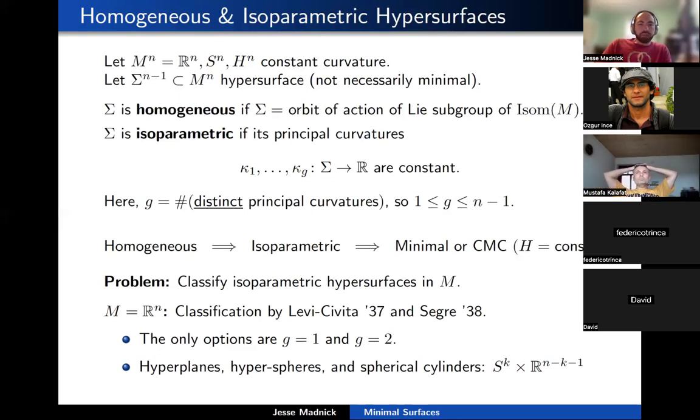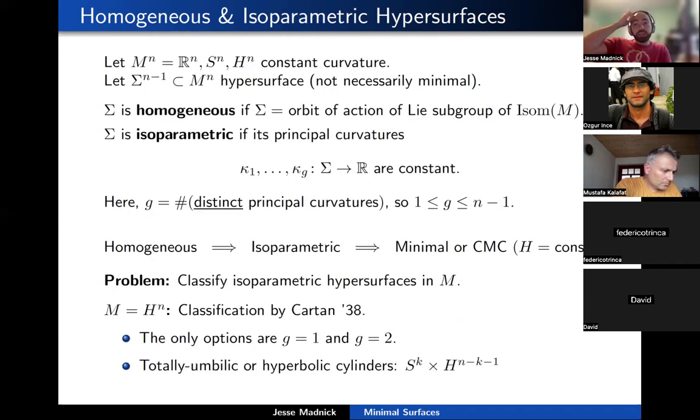It turns out that G, the number of distinct principal curvatures, can't be anything; either G equals 1 or G equals 2 necessarily. And so the classification is very simple. There are either hyperplanes or hyperspheres, that's if G is 1, or there are spherical cylinders. And so that's all the isoparametric hypersurfaces in Euclidean space. They're pretty simple.